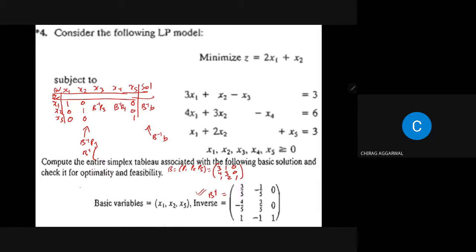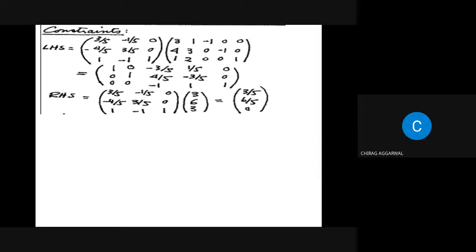So for B inverse P3, when we do this, here we have the B inverse. This is your P1, this is your P2, this is your P3, P4, and P5.